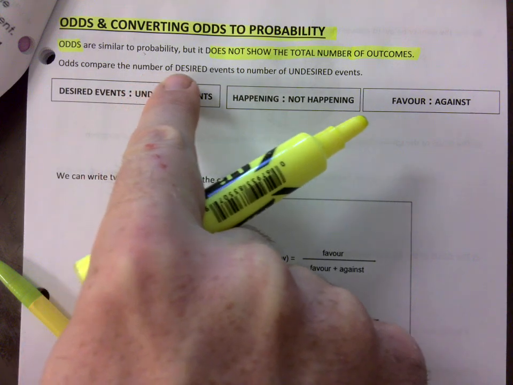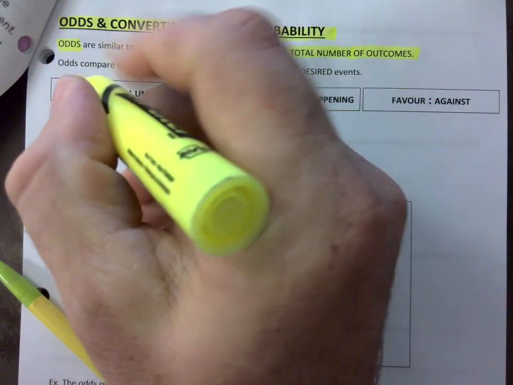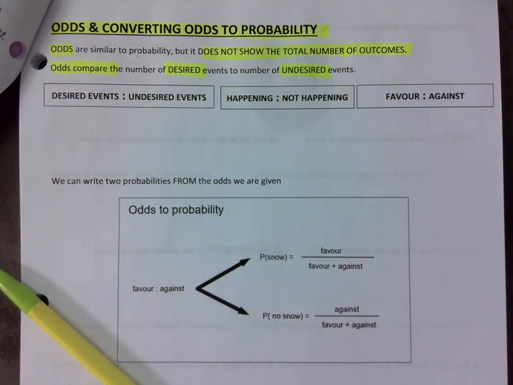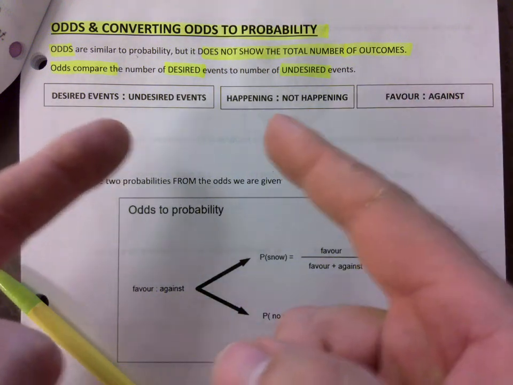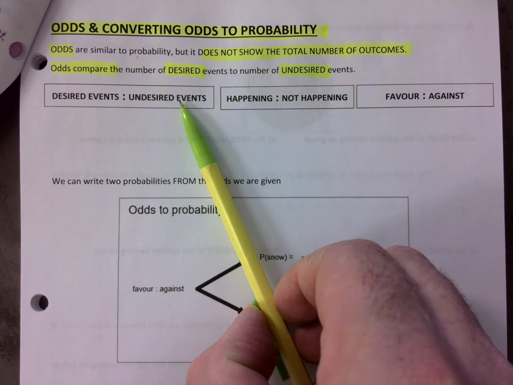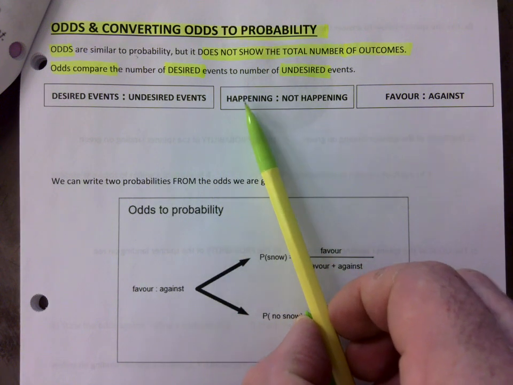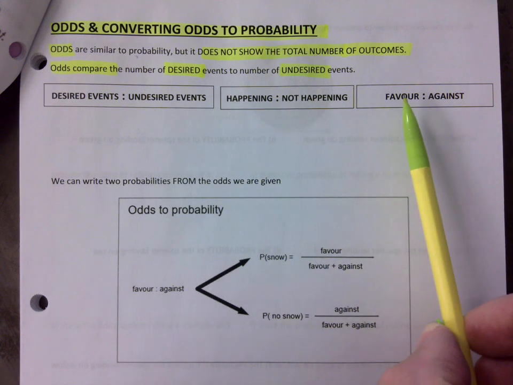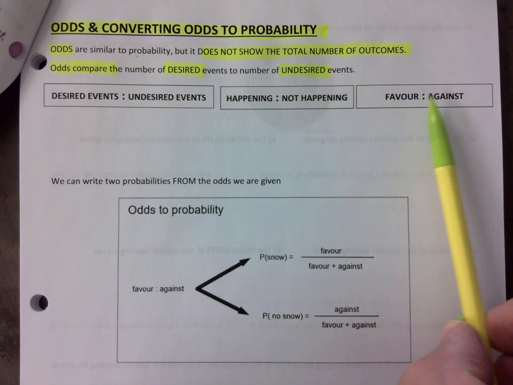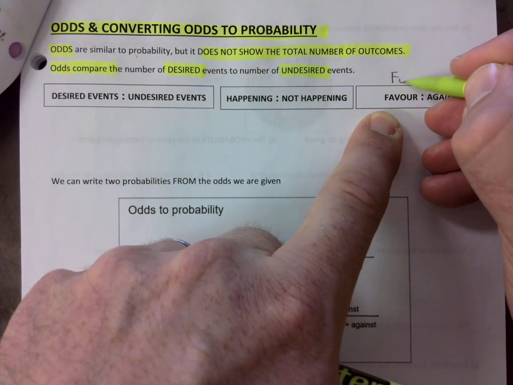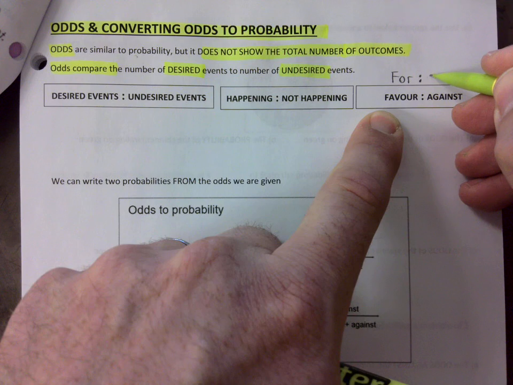Odds compare the number of desired events. So odds compare desired versus undesired events. And here are three different ways of thinking of odds. Desired versus undesired. Is something happening versus something not happening. So they're comparing. Or in favor, against. Sometimes we use for, against.